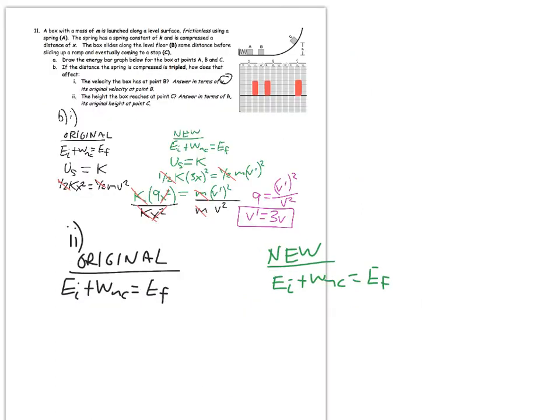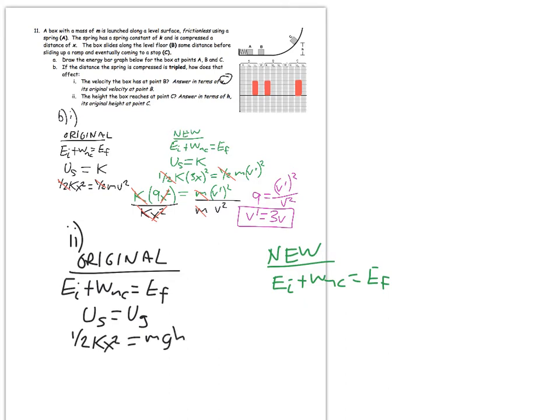Moving on to the second part, we now want to think about our height at point C. So we're going to be going from the beginning all the way up to that height, and thinking about ending with that gravitational potential energy. Once again, I'm going to set up my new and my original. Now, though, it's going to be spring potential becomes gravitational potential. So originally, it's 1/2 kx squared equals mgh.